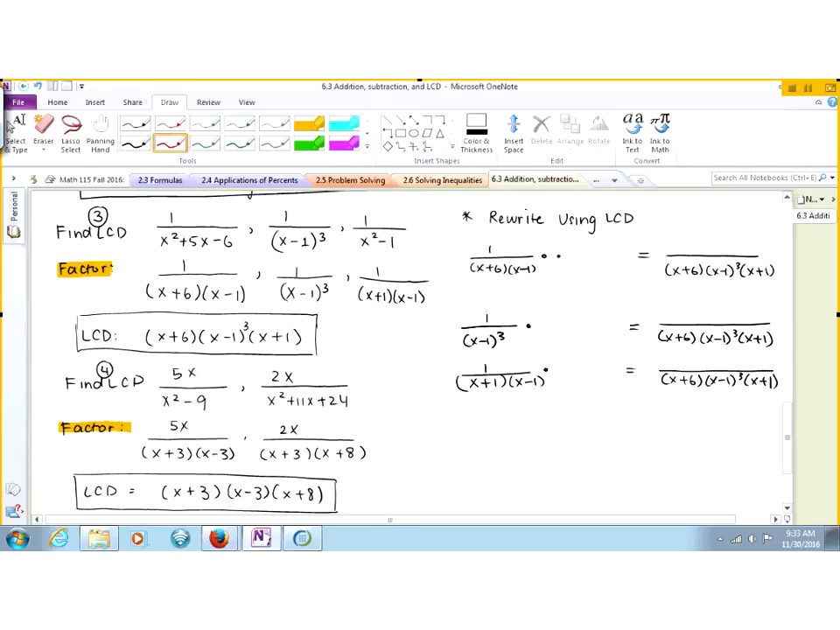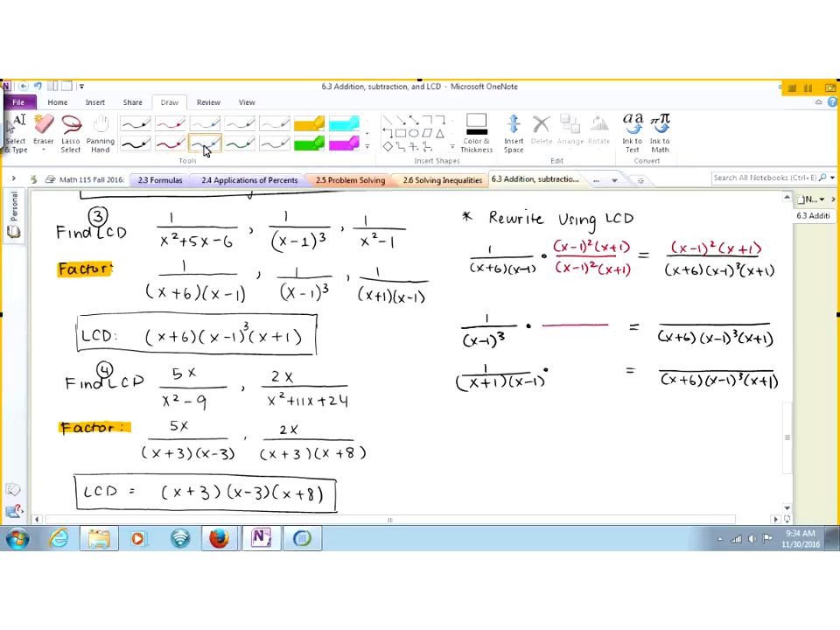Okay, so now it's easy. You just have to multiply by what is missing. So tell me what's missing on here. What's missing? X minus 1 squared. That's it? Yes. So that's it. Then you're going to write this x minus 1 squared, x plus 1. So 1 times x minus 1 squared, x plus 1 is x minus 1 squared, x plus 1. All right. Okay.